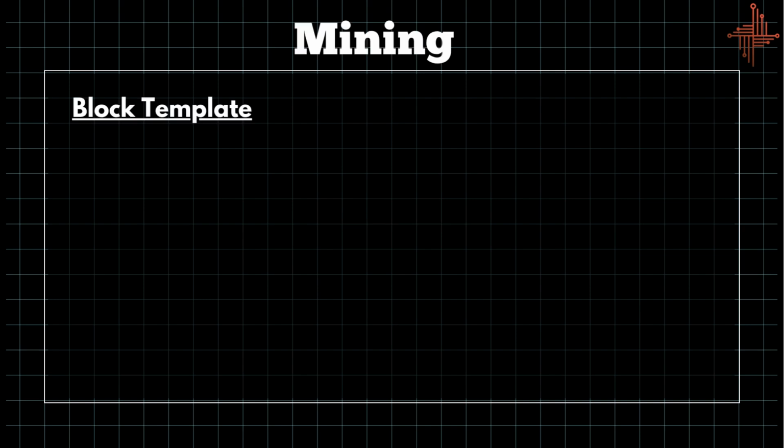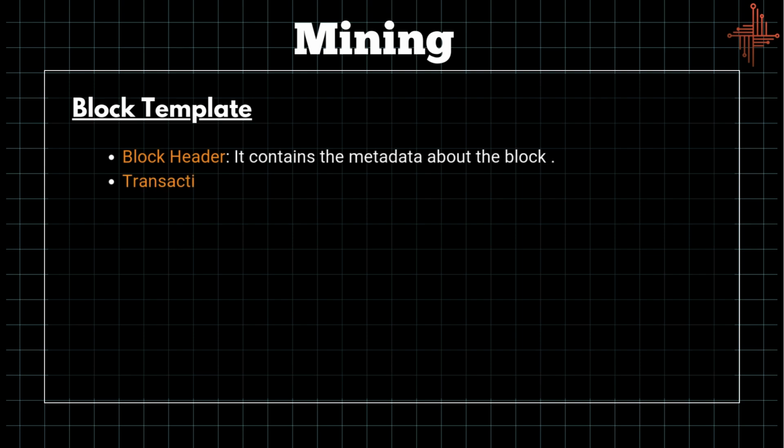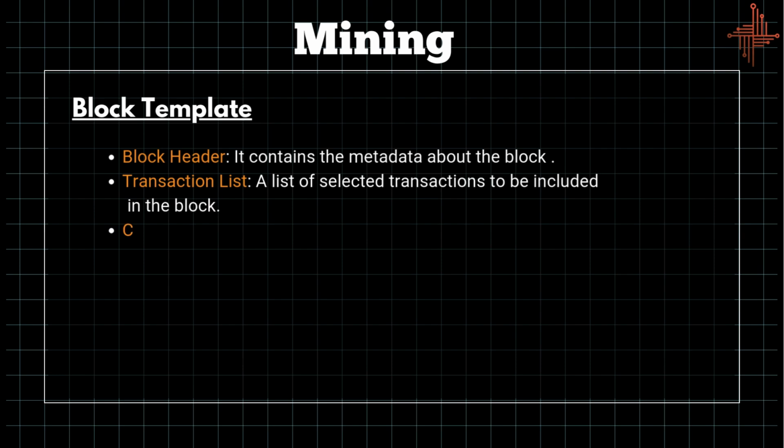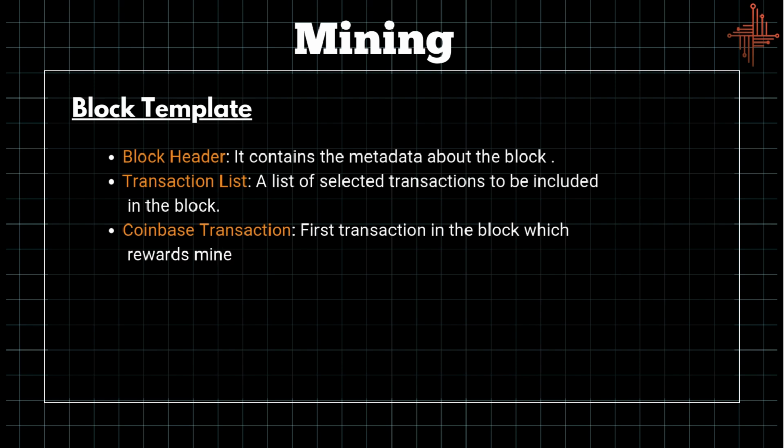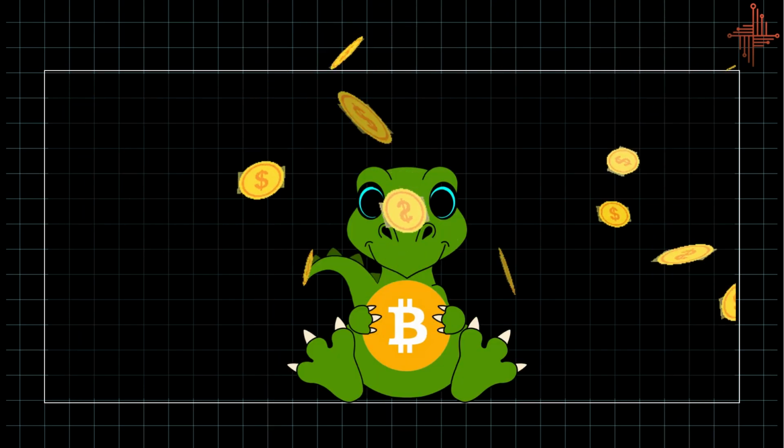First of all, let's talk about what a block consists of, or the block template. What is it? The first thing a block consists of is the block header. It contains the metadata about the block. The second one is the transaction list, a list of selected transactions to be included in the block. And the third and the most important thing is the coinbase transaction. This is the first transaction in the block which rewards the miners with Bitcoin. And this is how new Bitcoins are added into the network.